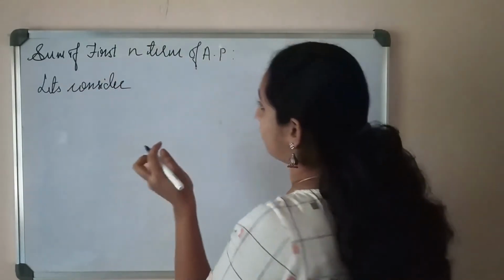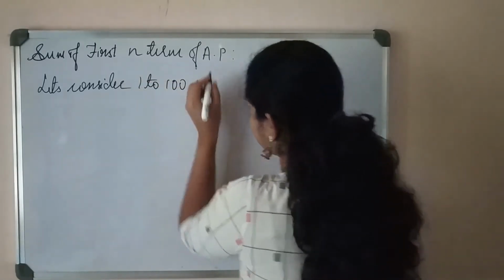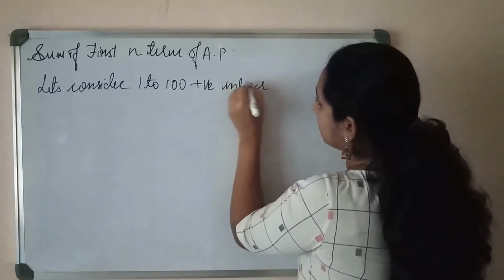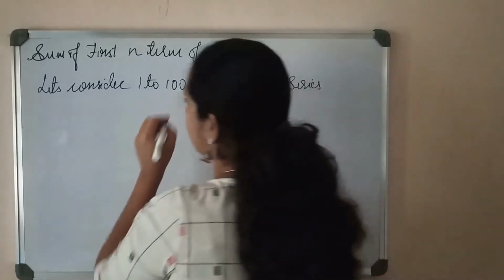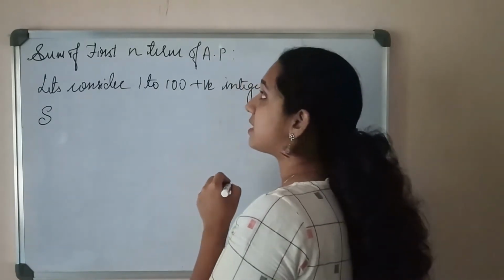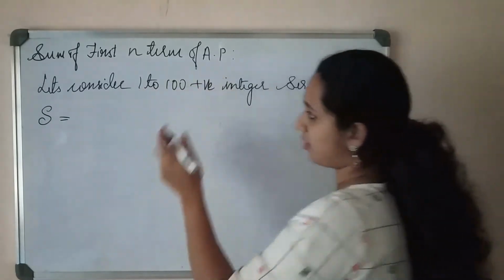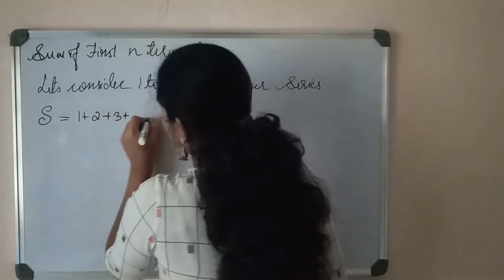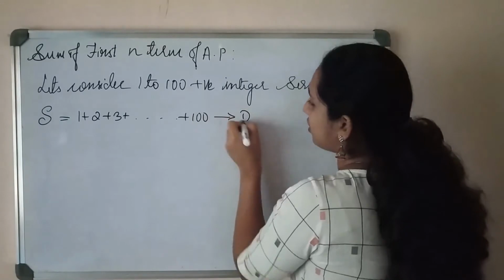the positive integer series from 1 to 100. I'll take S as the denotation for the sum. So S is equal to 1 plus 2 and so on till 100, I'm summing that up. I consider this as equation 1.